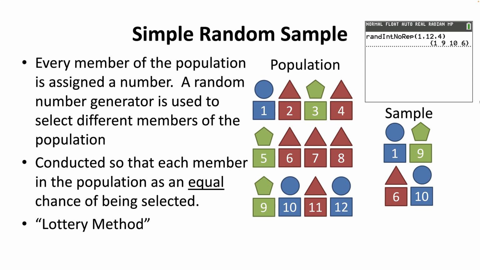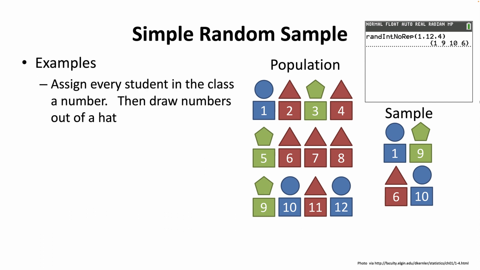For a simple random sample, you can think of it as kind of like a lottery method, pulling numbers out of a hat. In fact, that's our first example. You could assign every student in the class a number and then draw numbers out of a hat. That would be a simple random sample. Every student in the class had an equal chance of being selected. Jury selection is usually one instance where they use simple random sampling.